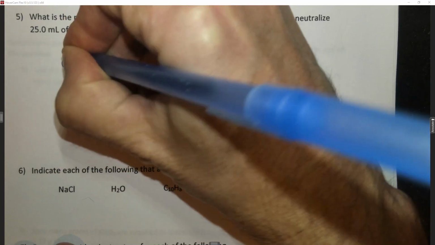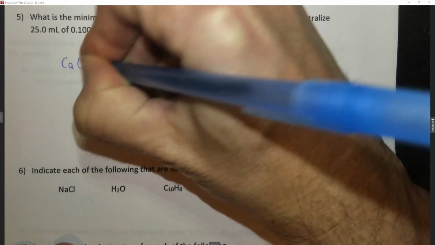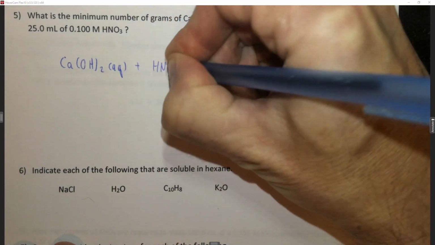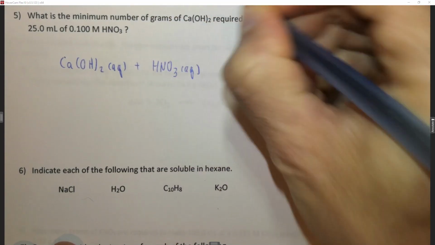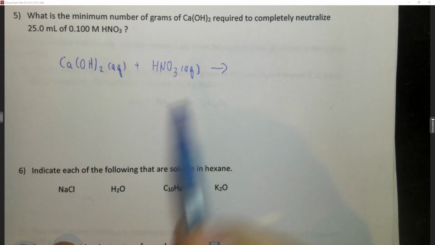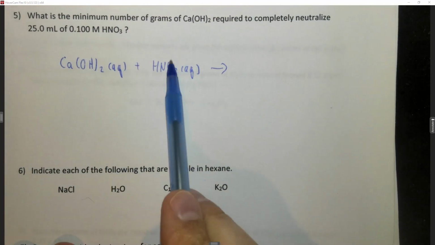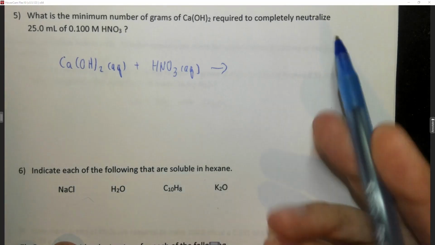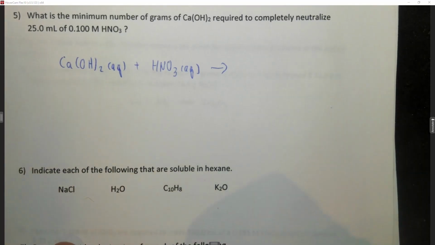So we're going to take Ca(OH)2 aqueous, and we're going to react it with HNO3 aqueous. And what we're going to form is a double displacement reaction. Ca goes with NO3, and H goes with OH, and HOH isn't written as HOH, it's written as H2O, or water, and that's what makes this an acid-base reaction.